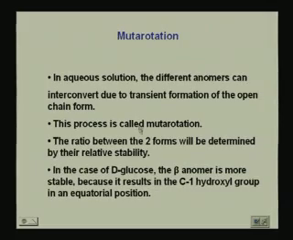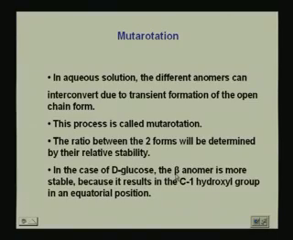The ratio of the 2 forms is determined by their relative stability, and in the case of D glucose, the beta anomer is more stable because it results in the C1 hydroxyl group being in the equatorial position. Between the boat and the chair, the chair conformation is more stable. And when looking at which chair conformation is stable, we look for the one with the bulkier substituents at the equatorial positions. That is exactly the case in the beta anomer, where the hydroxyl group is in the equatorial position, making it the stable form for D glucose.